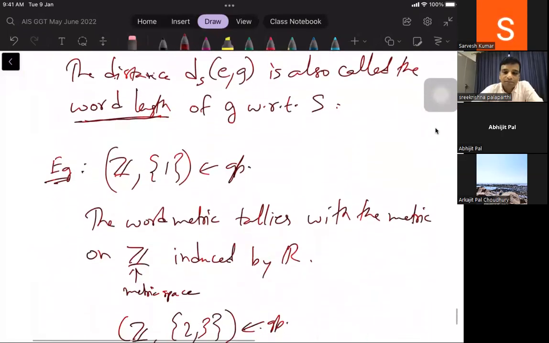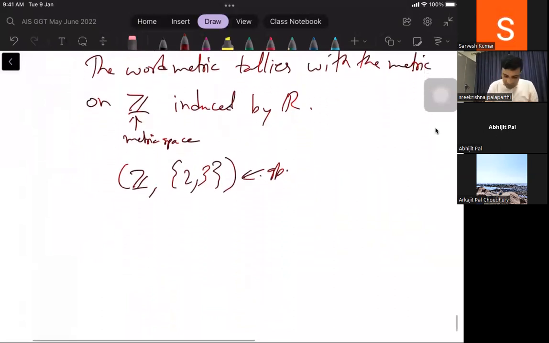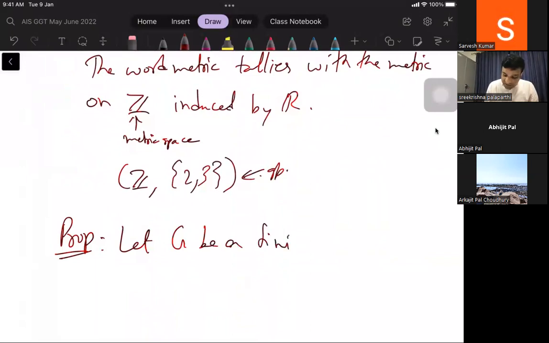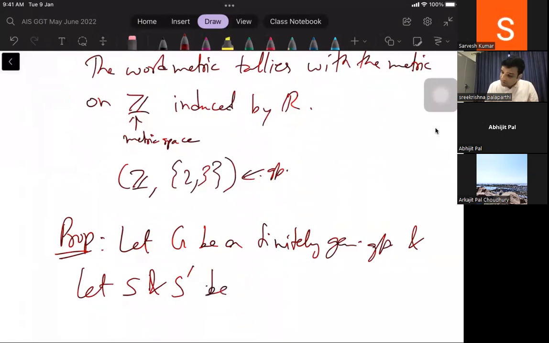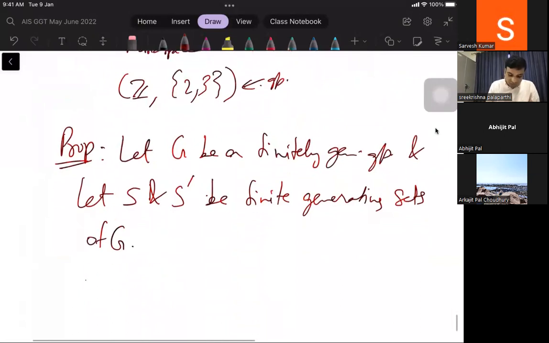Okay, all right. So I'm sort of short on time. I'll quickly say what I want to say here. Proposition, without proof, probably. So let G be a finitely generated group, and let S and S prime be finite generating sets of G.